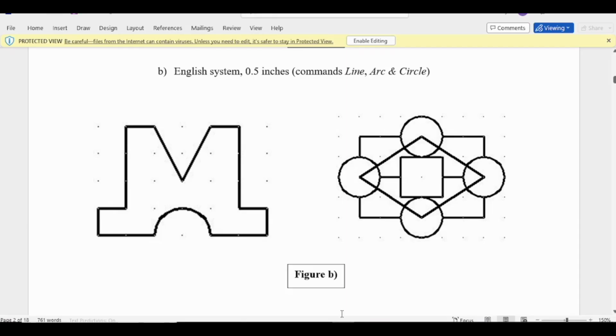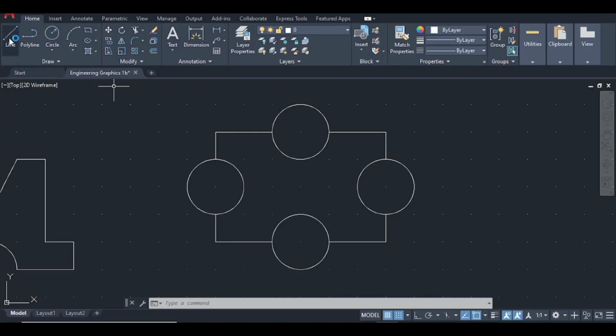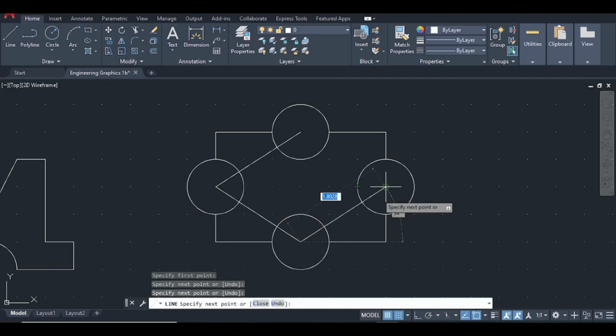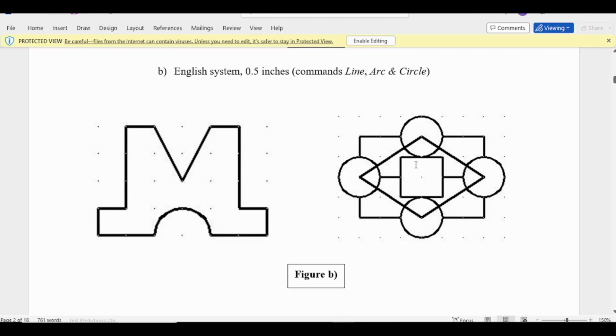And inside these circles we have lines intersecting with their centers, and they form a diamond shape. So I use the command line, joining, starting at this center, and finishing off at this center. Spacebar. So I have diamond shape now.